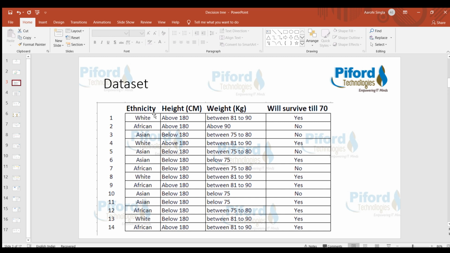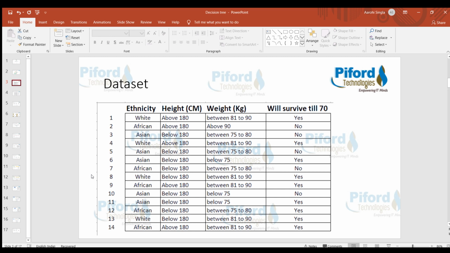So let's see the very first record. If ethnicity is white and if height is above 1 centimeter and if weight is between 81 to 90 kgs, then person will survive till 70. So this is how this data set looks like, and we are using 14 records of this data set. On the basis of these records, we'll be solving today's problem.